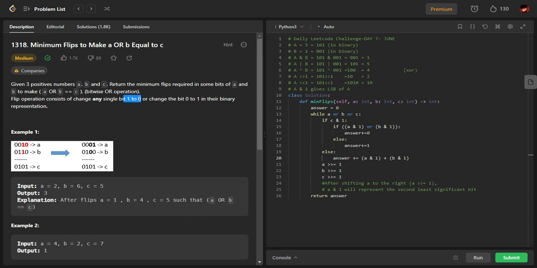If it is one, it will become zero, and if it is zero, it will become one. That is flipping, in binary representation. That is the basic idea.